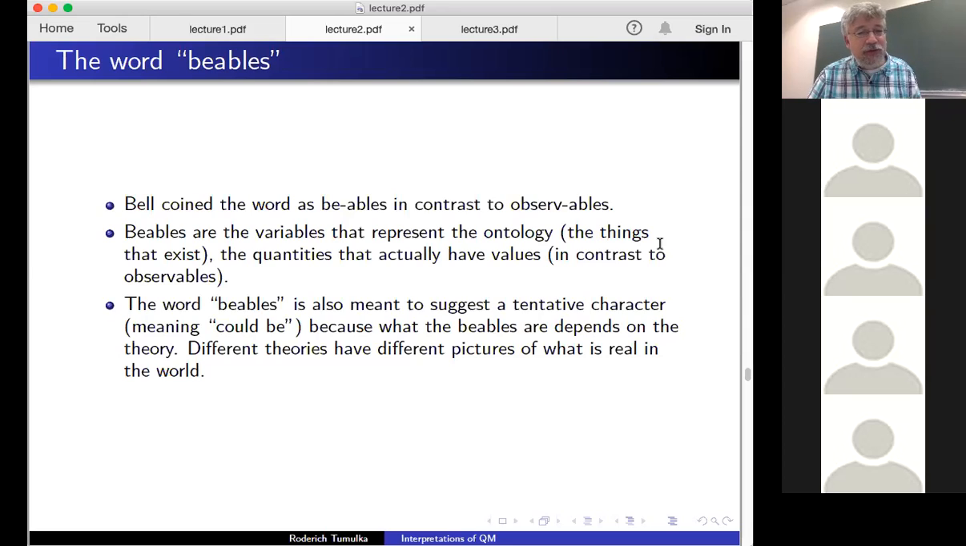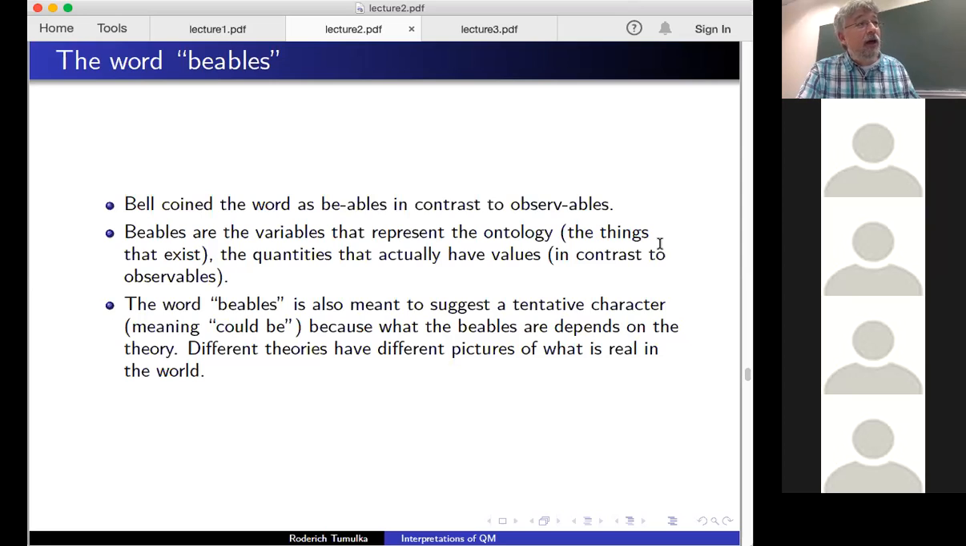The word beables is also meant to suggest a kind of tentative character, like it could be, because what the beables are depends on the theory. So different theories, or different proposals for how the world might work, could have different beables. They could posit different possibilities for the ontology.